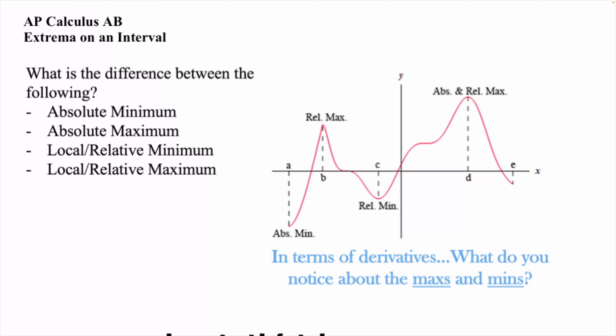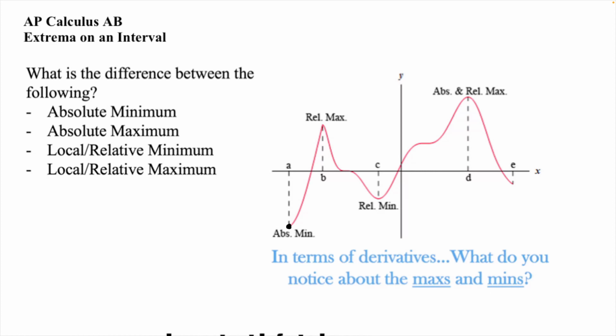So I have a graph here, and I kind of labeled some, right? So the interval goes from A to E. A is the absolute minimum because that's the lowest y value, right? If I were to make a dot there, that would be the lowest y value from A to E.